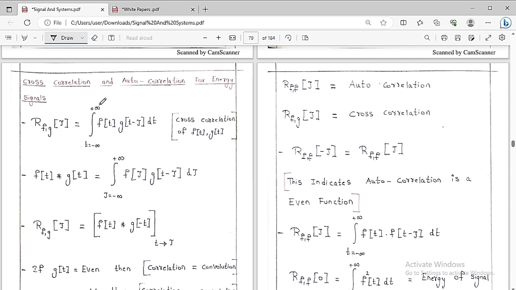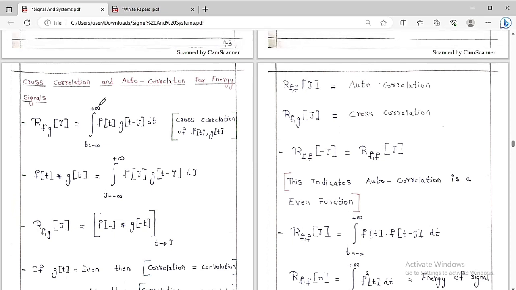Now we are going to discuss another concept, which is cross correlation as well as auto correlation for energy signals. So we are going to study cross correlation as well as auto correlation for energy signals. What is the meaning of energy signals? Those signals which have finite energy and zero power are called energy signals.